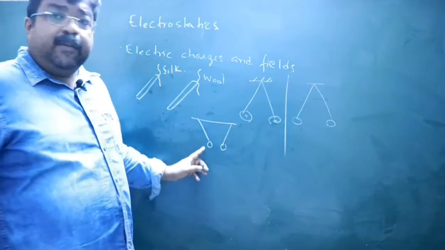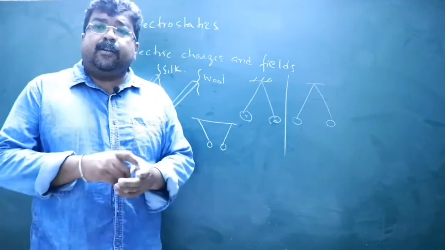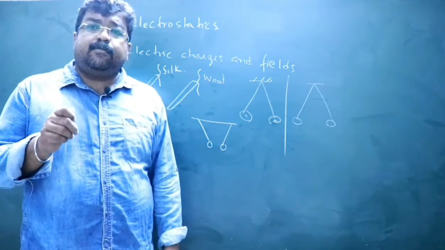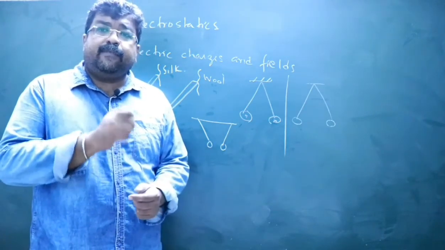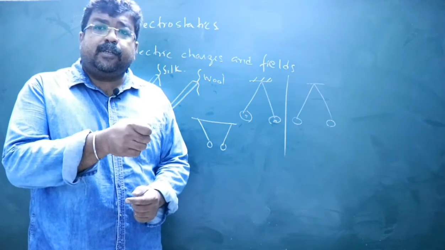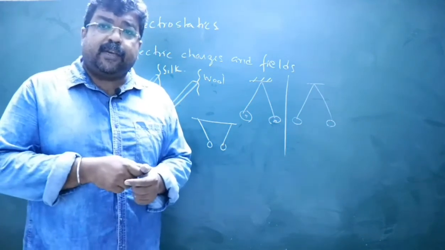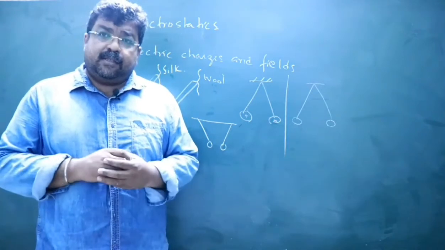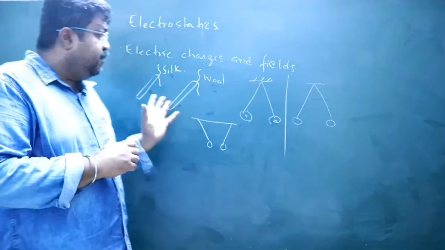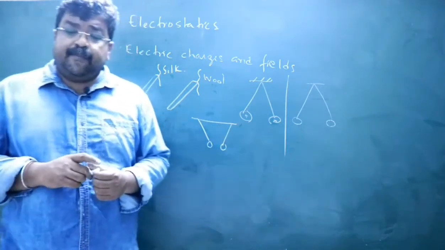Okay. So one pith ball was brought in contact with a glass rod which was rubbed with silk. The other pith ball was brought in contact with a plastic rod which was rubbed with fur. Now they were attracting. So what is the observation we can make out from all these things?